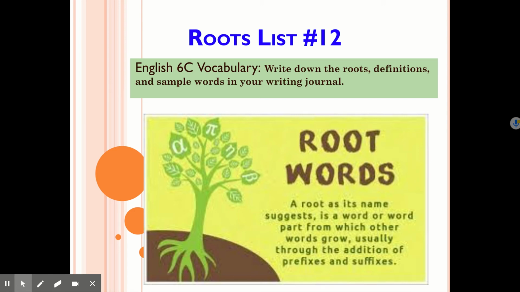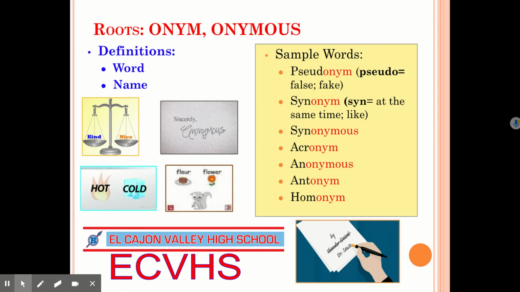Roots list number 12. Write down the roots, definitions, and sample words in your writing journal. This list has 5 word parts. First set of roots, onym and onymous. Definitions, word and name. Let's take a look at some of the sample words.